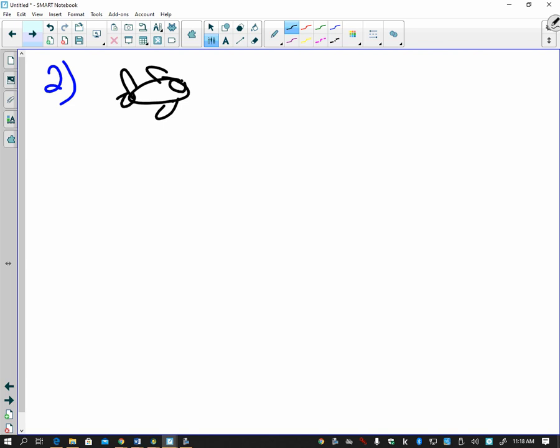Here's an airplane. An airplane has a line of sight that goes out like that. An airplane is flying at an altitude of 60 feet above the ground. So he's not very far above the ground.